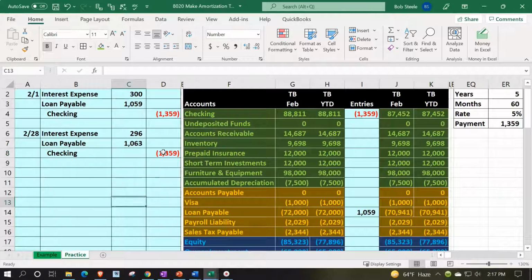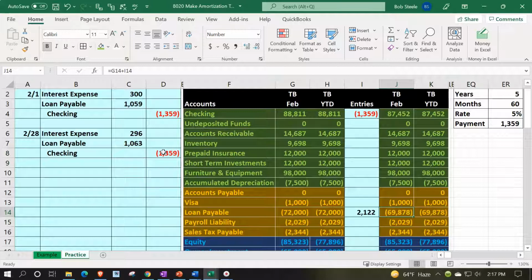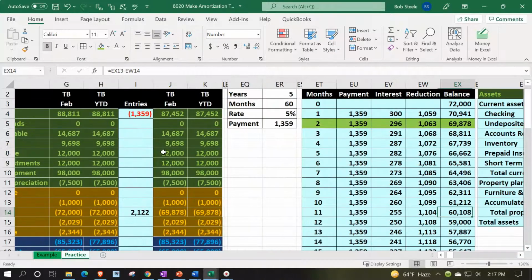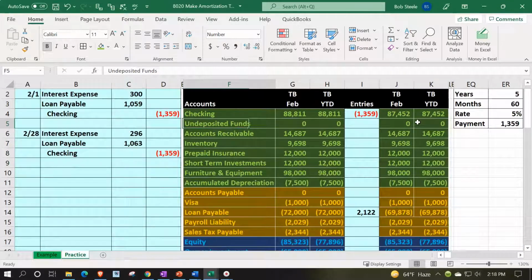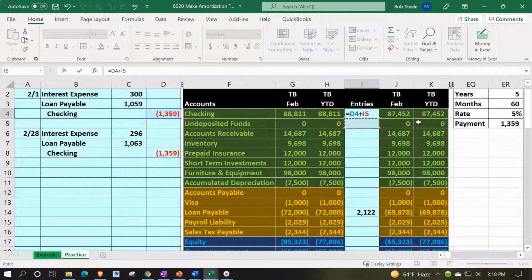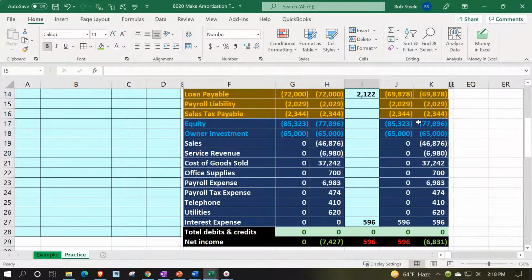Loan payable is going to be down here. We're going to say F2 plus F2, picking up that 1,063. So it goes down to the 69,878. That 69,878 should match that 69,878 on the amortization table. By the way, before we did that, it was at, I undid it, 70,941, matching what we had before. Redo it. Now it's at the 69,878, matching what we have over on the amortization table. Finally, the checking account, F2 plus F2, is going down as well. Okay, so that should put us back in balance down below.